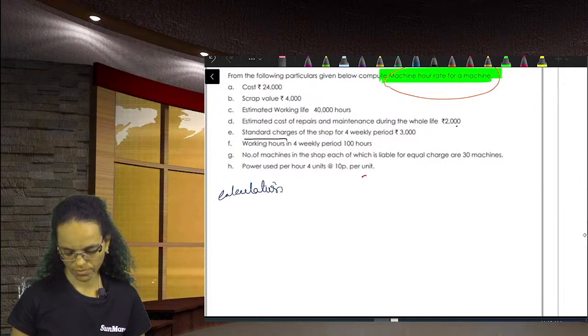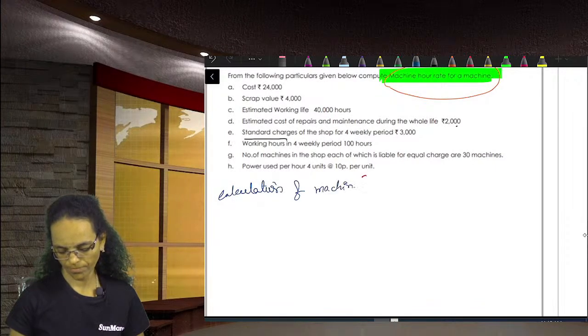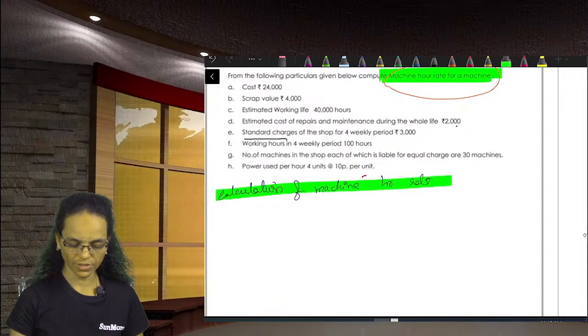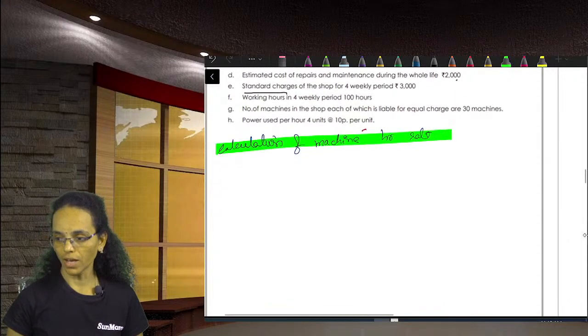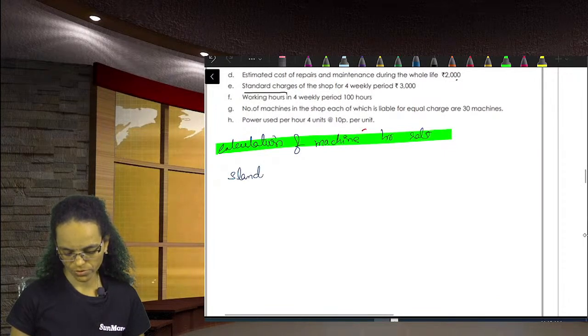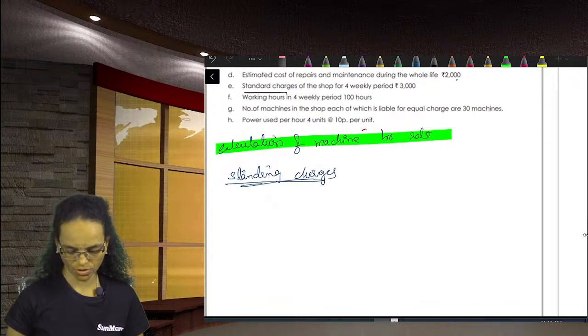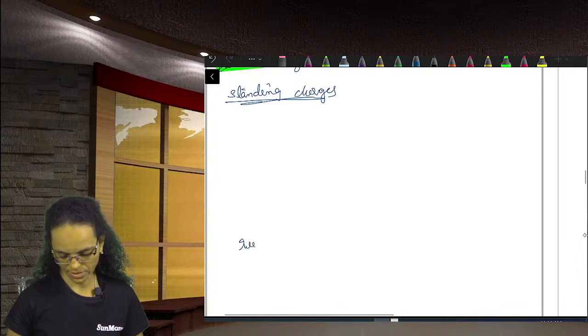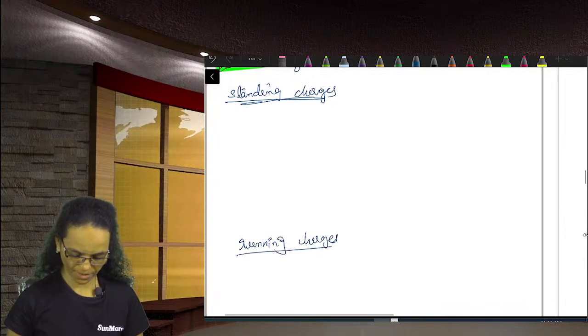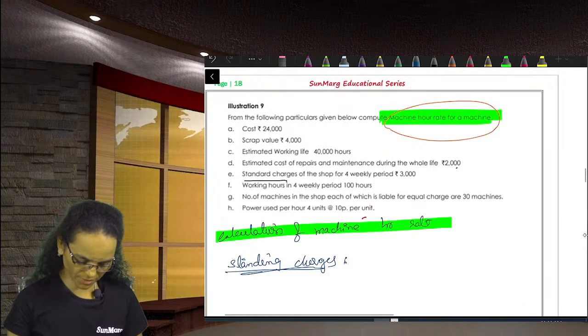Calculation of machine hour rate. I already told you, first you need to write standing charges. First column. Next running charges. So, what is the standing charge? That is, what is the fixed cost?